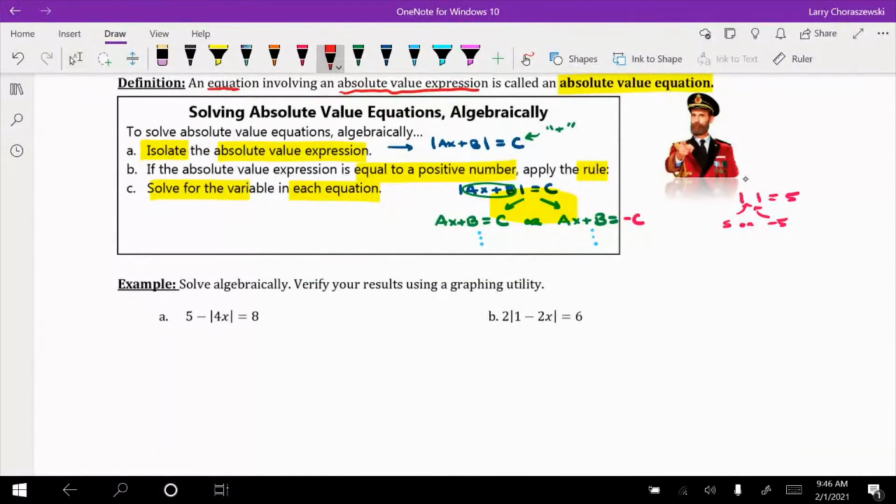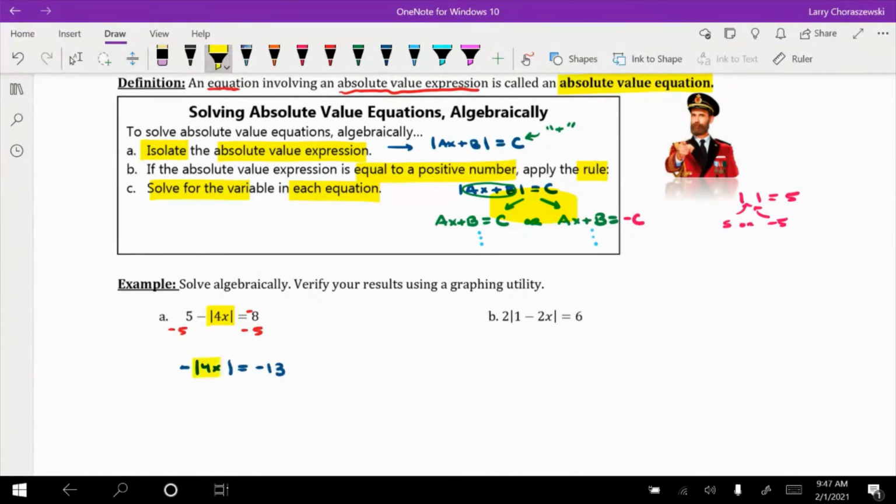I did want to make this 8 negative, so if you could do me a favor and put a negative in front of that 8. And we'll go ahead and solve. So here's our absolute value expression. It's not isolated because we have 5 minus that expression. First thing you're going to want to do is subtract 5 from each side to get negative absolute value of 4x is equal to negative 13.